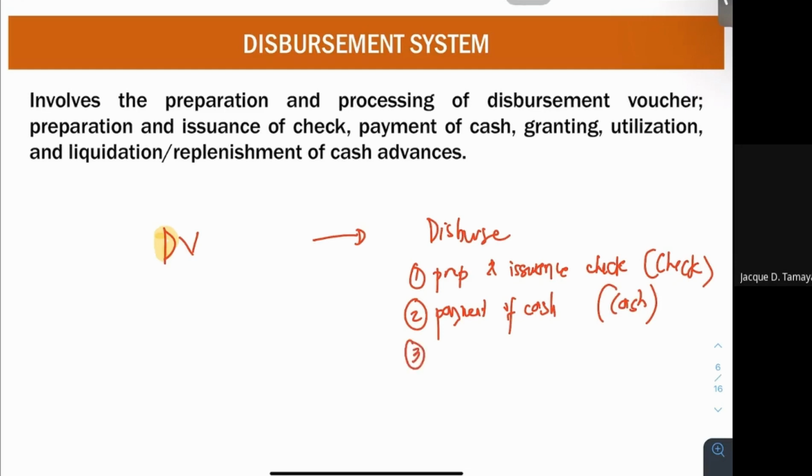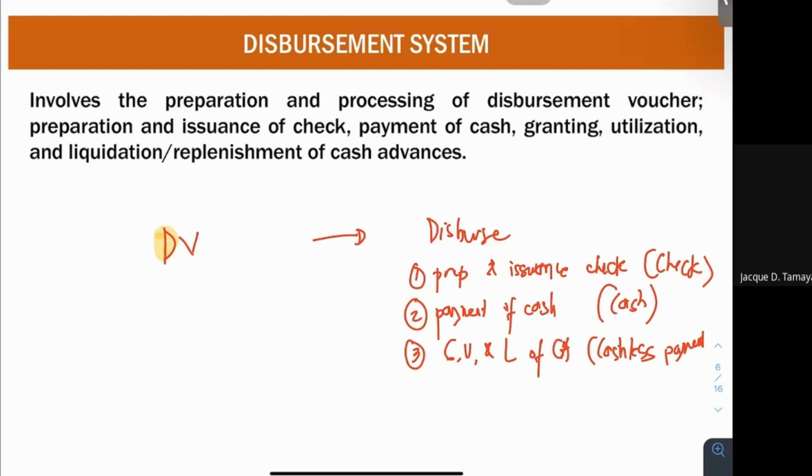Third, we have your granting, utilization, and liquidation of your cash advances. So that cash advances actually is part of your ADA or your advice to debit account, or sometimes we call this one as your cashless payment. Cashless payment. Okay? So first, on the process of your disbursement system is the creation of your disbursement voucher.